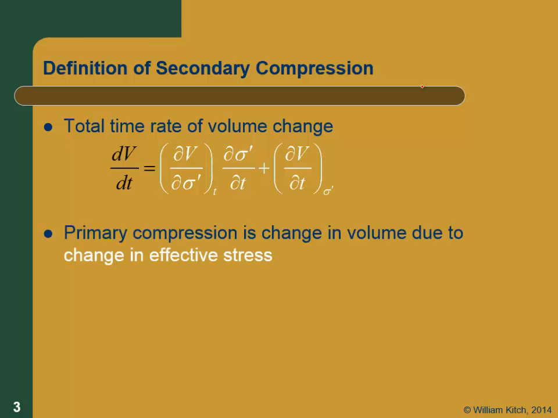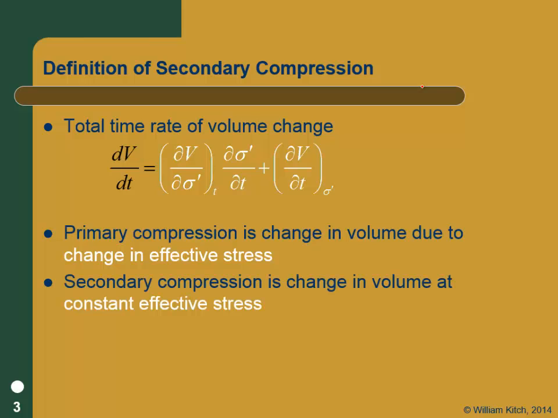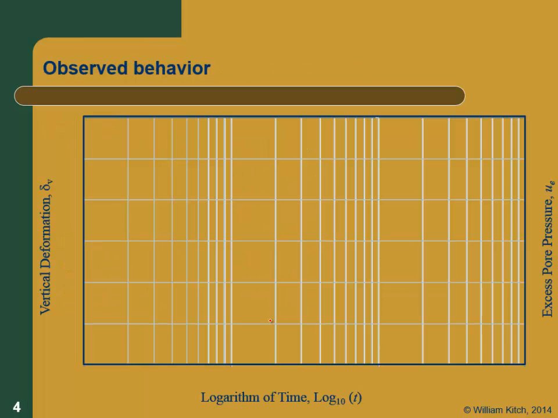So the primary compression is that volume change due to a change in effective stress. That's the first part. This is the primary consolidation. We did this in a slightly different form just a minute ago. And secondary compression is a change in volume at a constant effective stress. And we just did this, so I'll go very quickly through this.